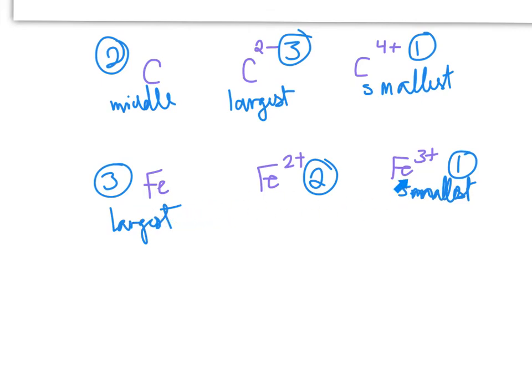This one I can also compare because they're all the same element, again, all iron, so same number of protons, only different number of electrons. So I can only do that. I can't compare Fe3 plus, for example, with carbon 2 minus. I can't do that if they're different elements, unless they have something in common.